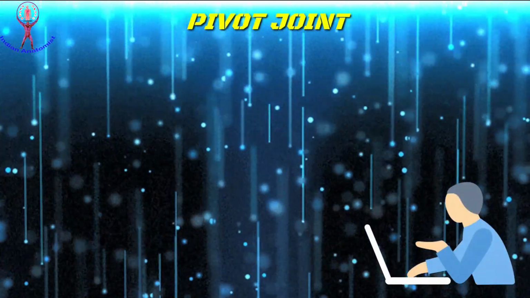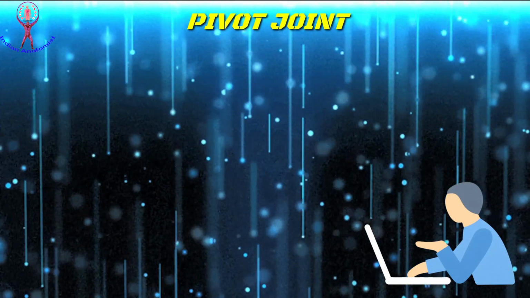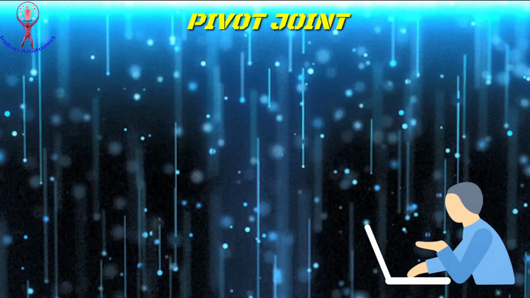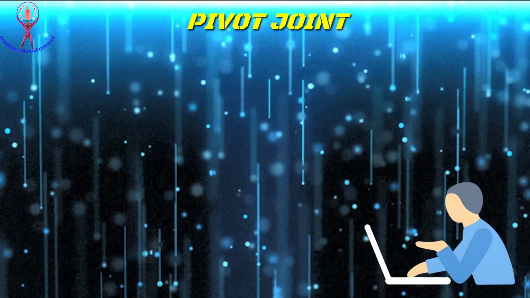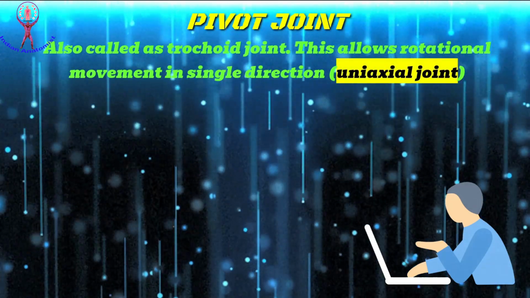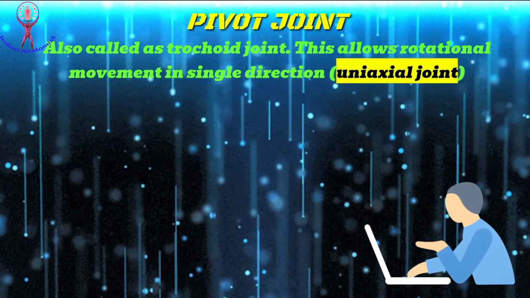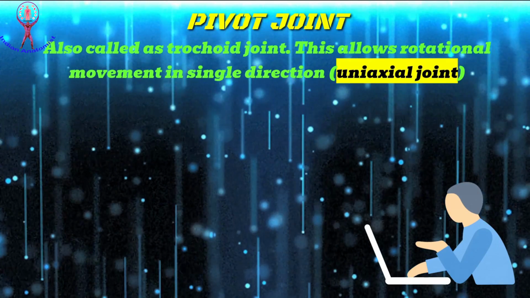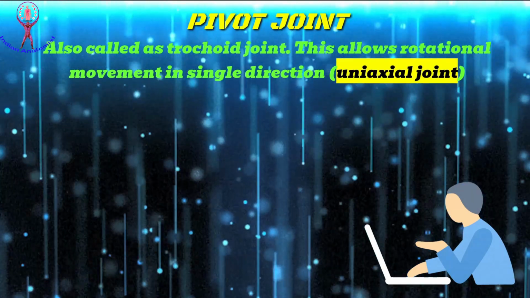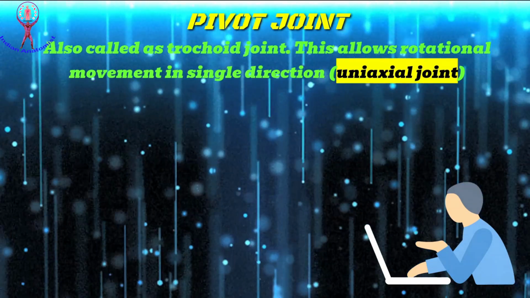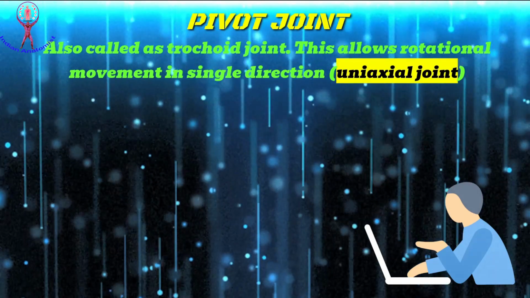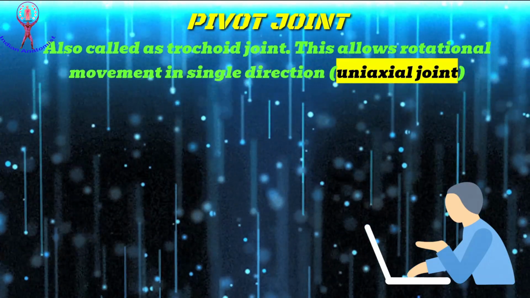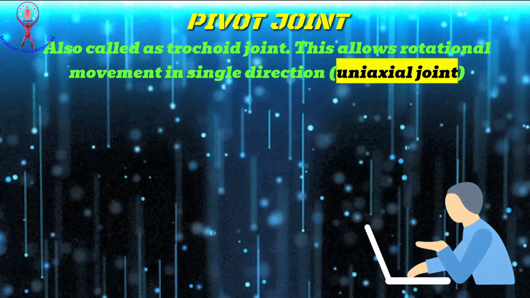Next variety is pivot joint. What is pivot? In physics, the pivot refers to a pin or shaft that a mechanical component rotates on. Some of the human joints are classified as pivot joints, and they are also named as trochoid joint. Pivot joint is a uniaxial joint that only allows rotation in one direction.